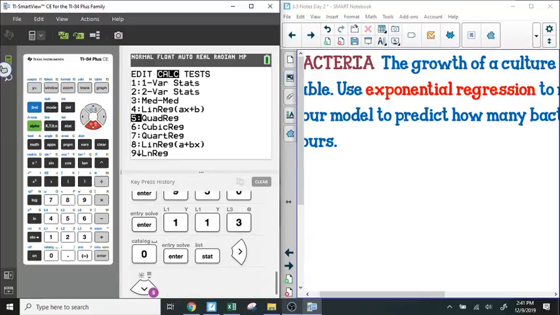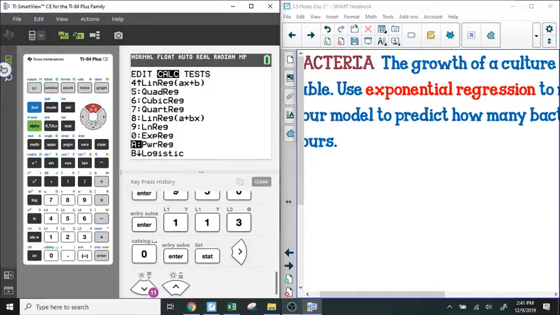If we keep arrowing down here, we've got other options. There's your exponential, which is the one we're about to use. Power was another one we saw at the beginning of today. And this is tomorrow. Logistic growth will be all the way down there at the bottom. So we're going to use option 0, exponential regression, because the question prompted us to on this one.